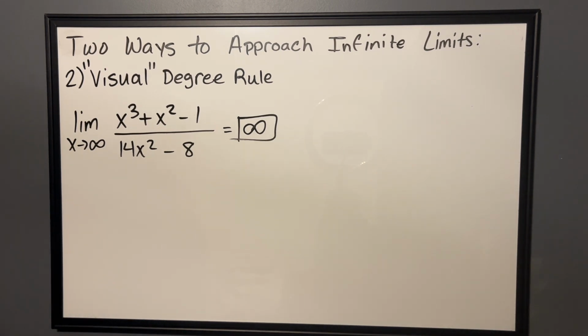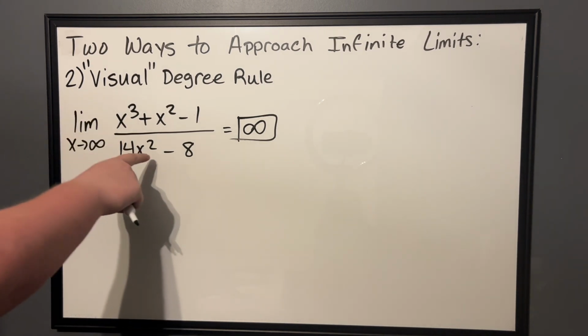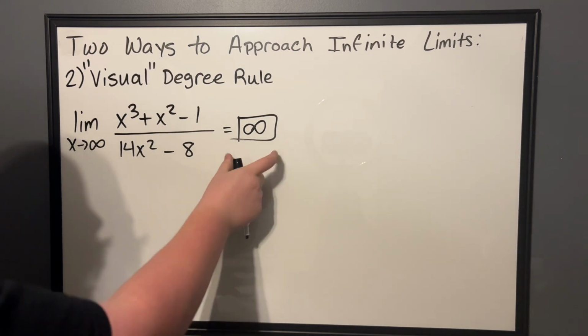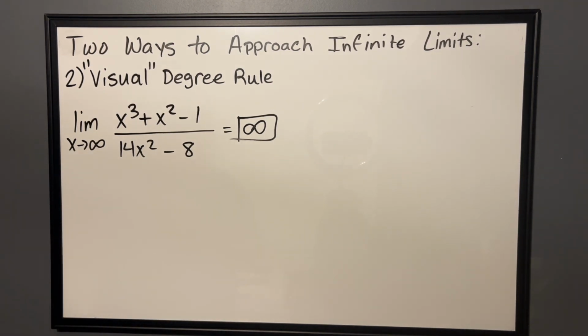So for this one, we have our own case for when the degree of the top is greater. There's not multiple ways to do it. There's not really any way to mess it up, right? You see 3, you see 2. Of course, the numerator is bigger. It's going to blow up faster. It's going to go to infinity. And that's what's so nice about this visual degree rule.